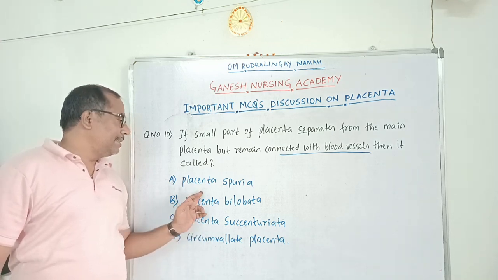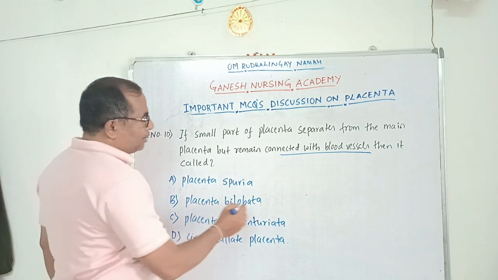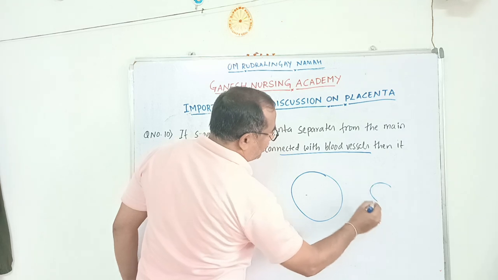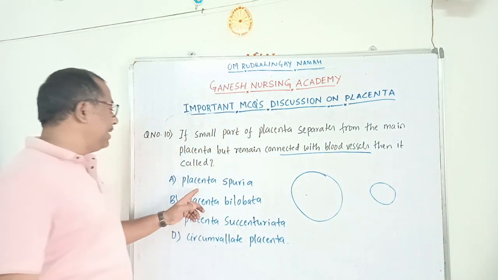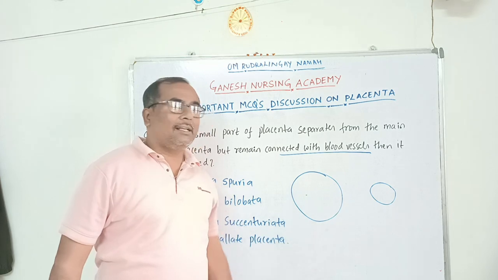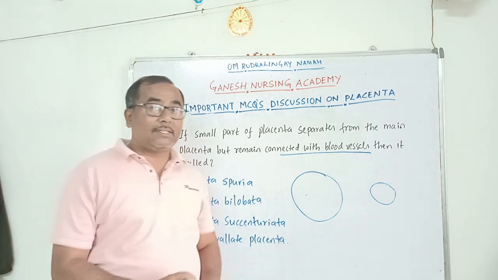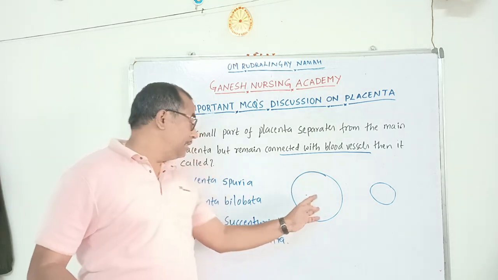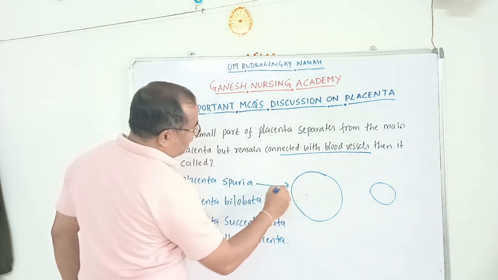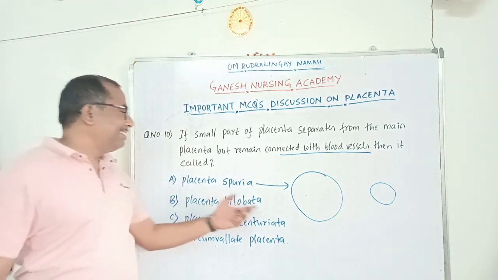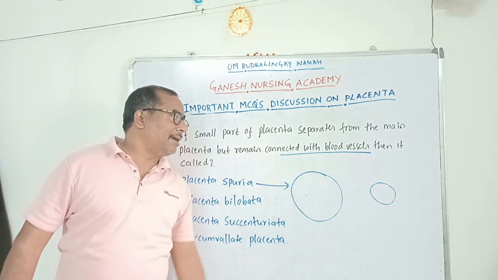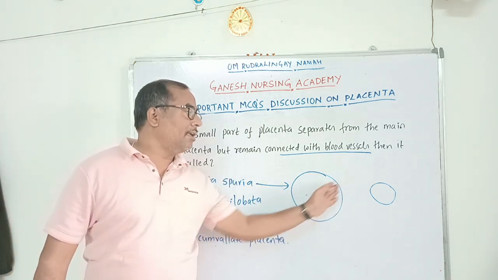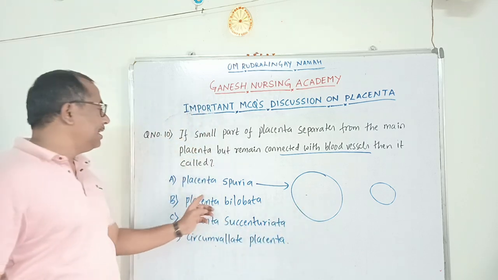Here, the first one is placenta spuria. What is this placenta spuria? This is the main placenta and a small part of the placenta. When the main placenta and the small part of the placenta are present but not connected with the blood vessels, this is known as a placenta spuria.